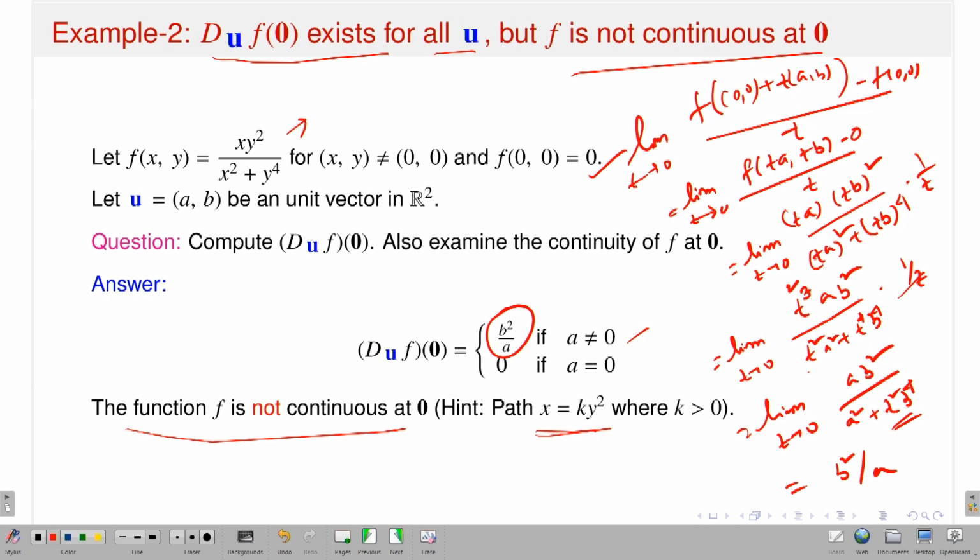If you put a equal to 0, again just perform the same definitions, you will be able to calculate that the directional derivative of f in the direction u at the point 0 is 0. So in this example, what I observed is that even though the directional derivative of f in the direction u at the point (0, 0) exists, my function is not continuous.